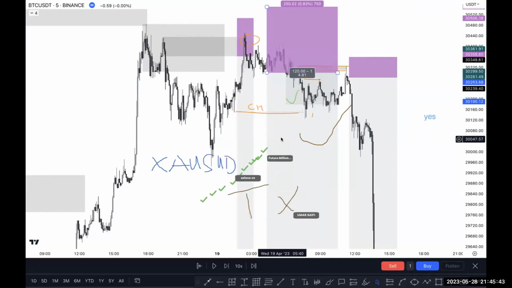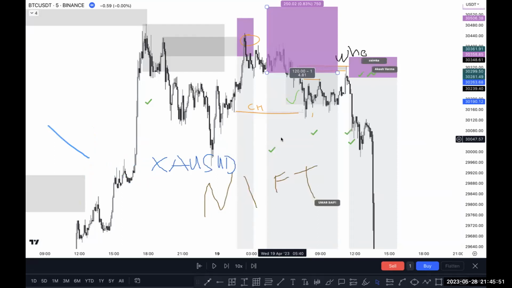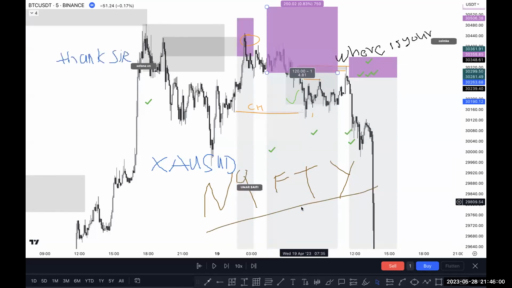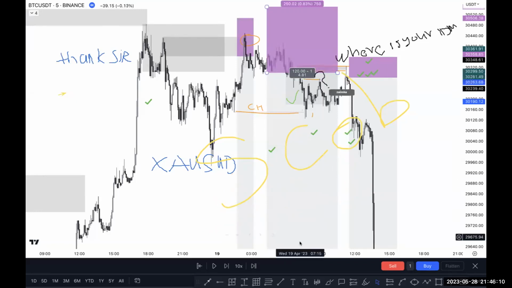XAUUSD, sir, I will backtest in the upcoming week. Okay, because I'm doing one pair in a week because everyone trades in a different category. That's why. Where is your IDM? IDM here. I mentioned this one.